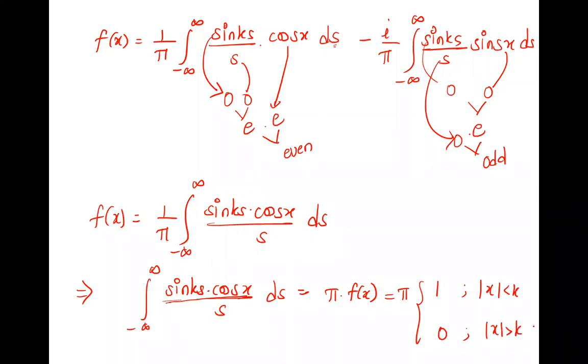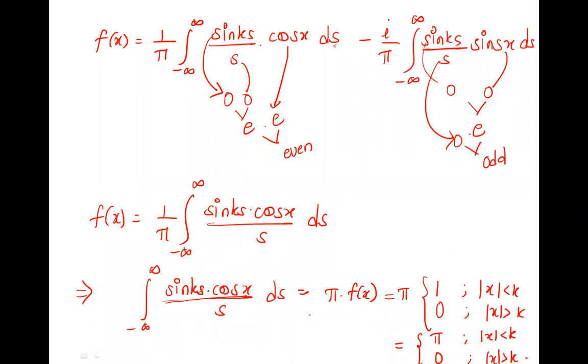So therefore your answer is this: pi is getting multiplied inside to the function. So your final answer is pi into 1, and pi into 0, which is 0, when mod x is less than k and when mod x is greater than k. So this is the answer for the first. So the value of this is this.